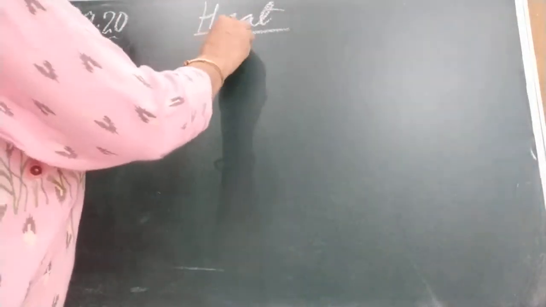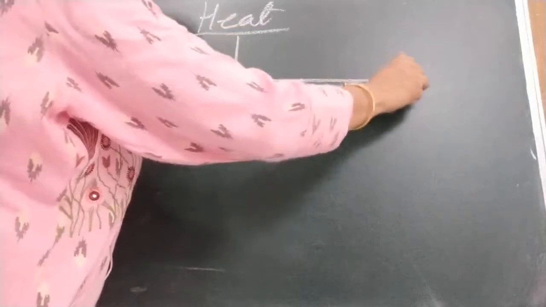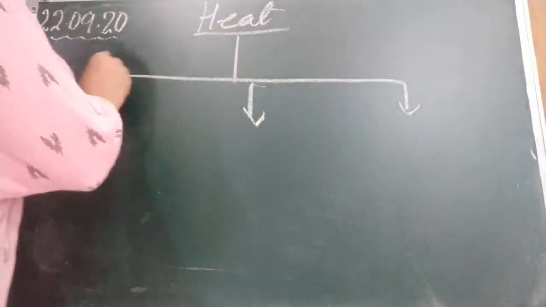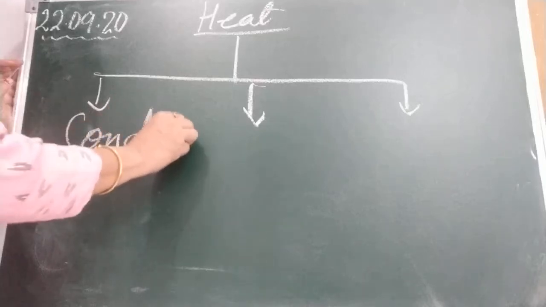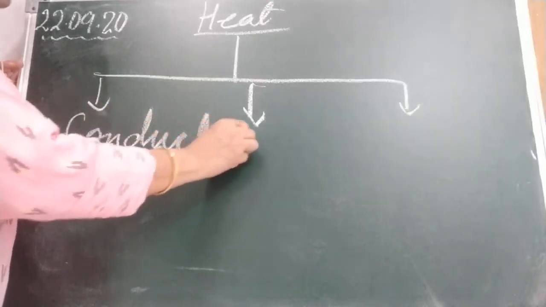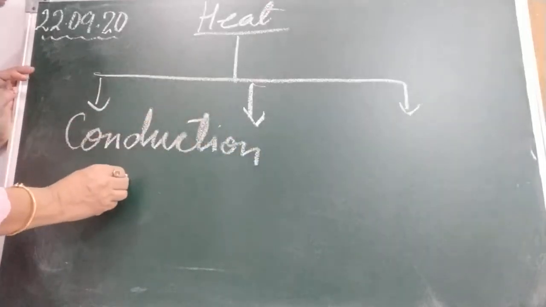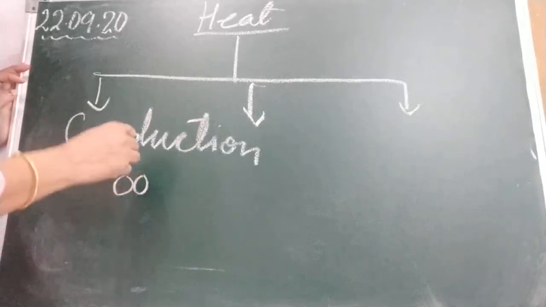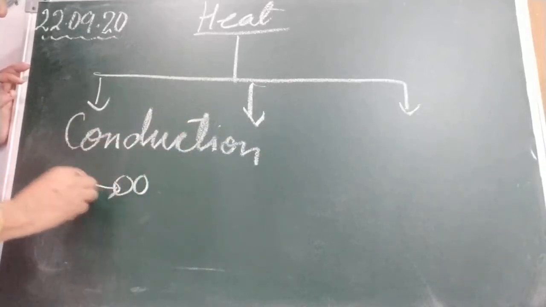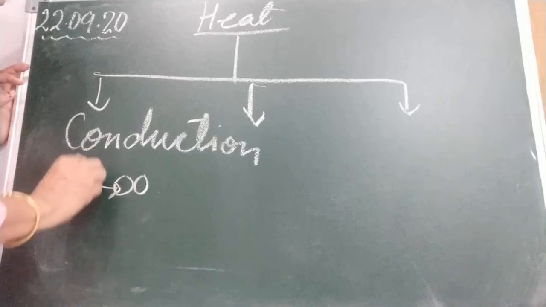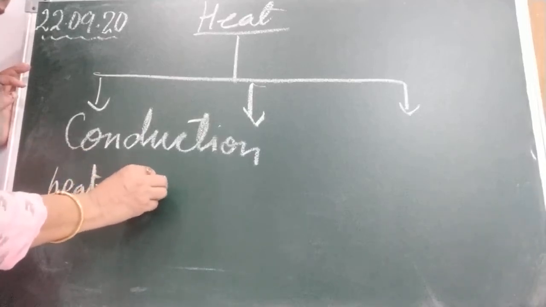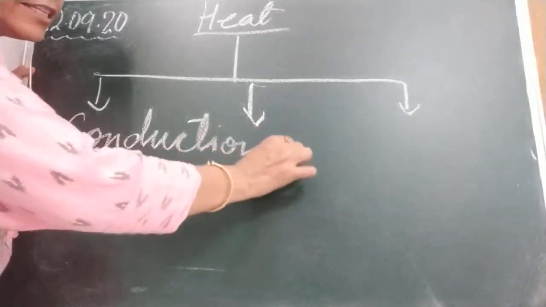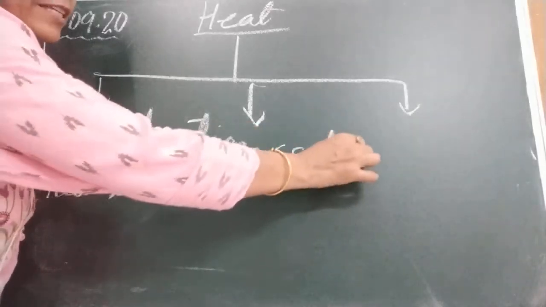Now children, we are going to discuss how heat transfers from one place to another. There are three ways heat transfers. First is conduction. In conduction, the heat travels from one atom to another atom. It takes place in solids. Conduction takes place in solids.